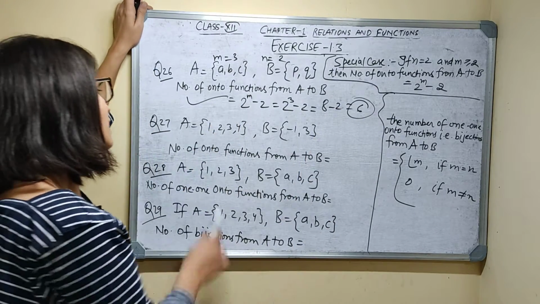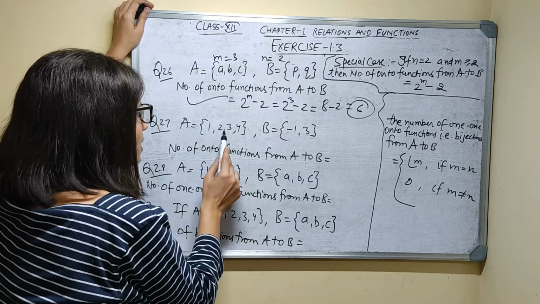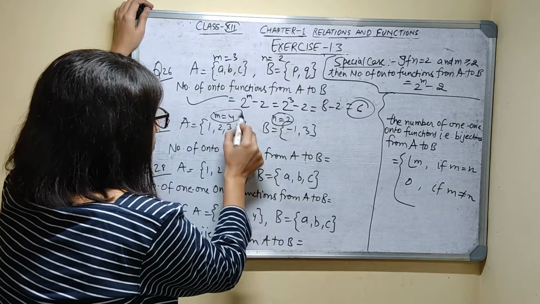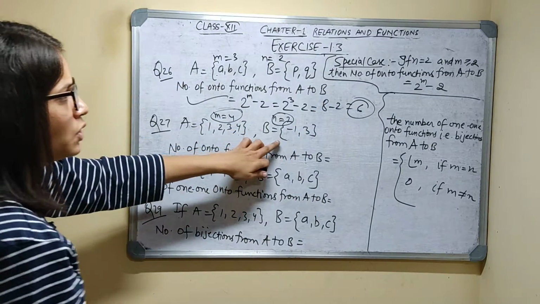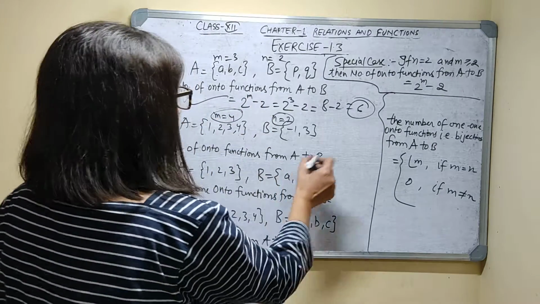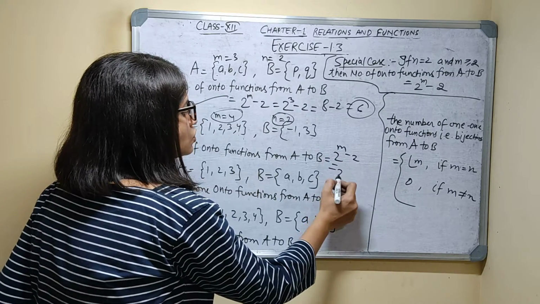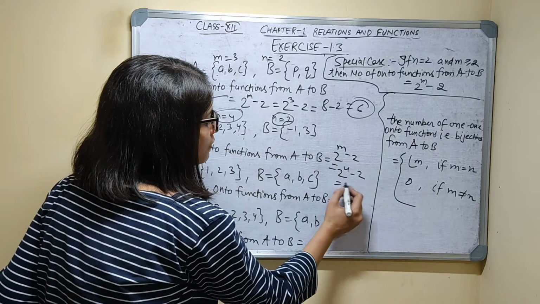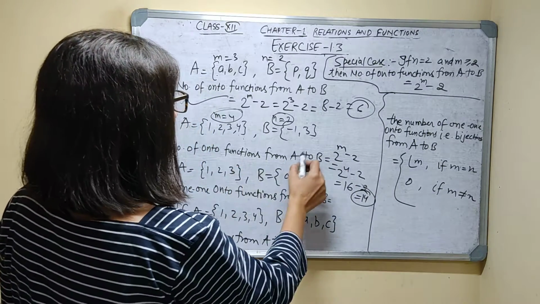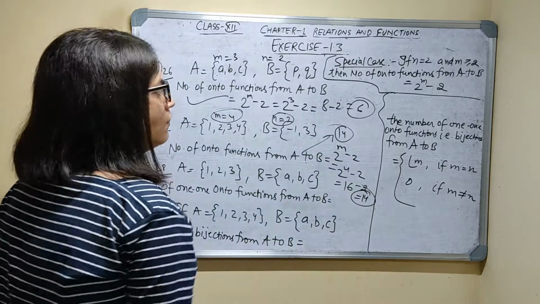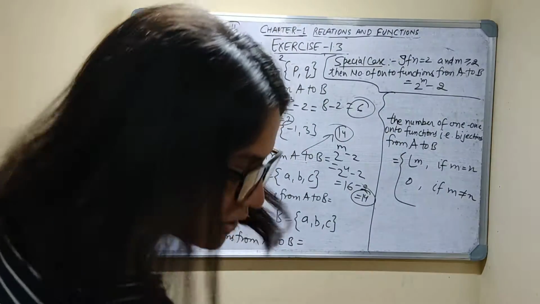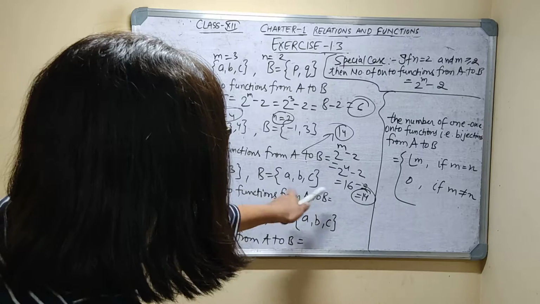Second, 27th question. A is equal to 1, 2, 3, 4. 4 elements are given. m is equal to 4. n is equal to 2. Same case, a special case: if n is equal to 2 and m is greater than or equal to 2, 4 is greater than or equal to 2, then the number of onto functions from A to B is equal to 2 power m minus 2. So 2 power 4 minus 2. 2 power 4 is 16, minus 2, that is 14. So the answer is 14. So the number of onto functions from A to B is 14.